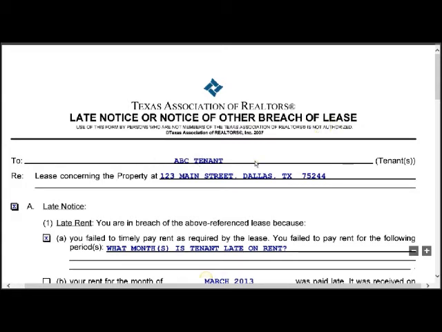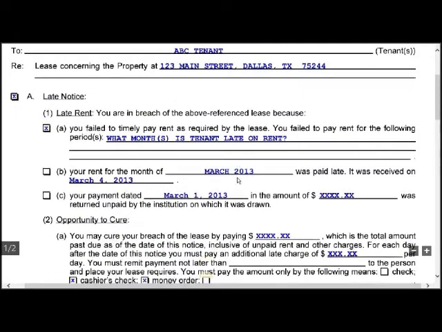The first line is going to be the tenant's name, and then the second line is going to be the property address where the tenants are staying. For a late notice payment, you want to go ahead and check box A, and then we come down to 1A as well. We'll check that box and put in here what month or months the tenant has not paid their rent. So if it's March, you want to put March and what year it was. If it's February and March, you want to put both those months and what year it was.